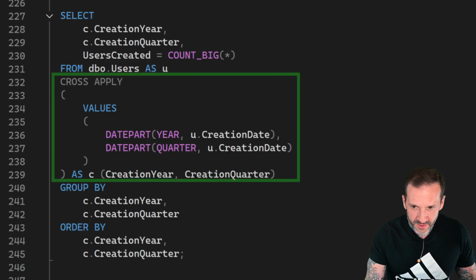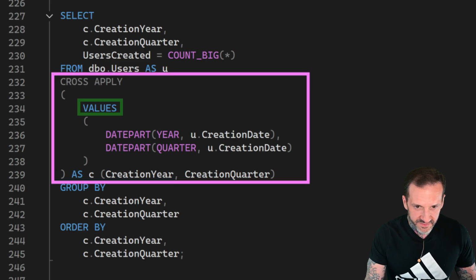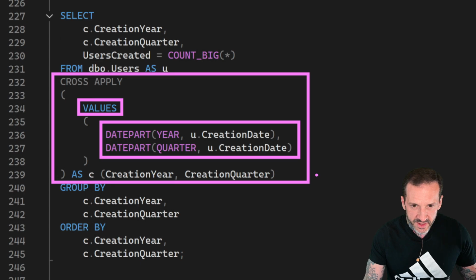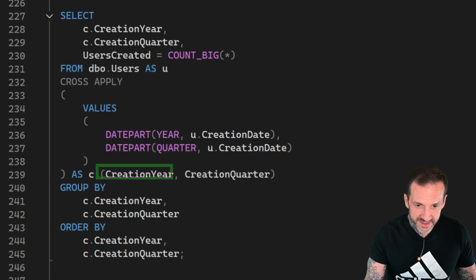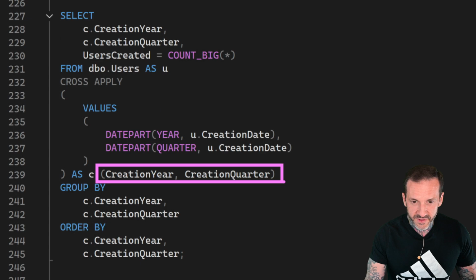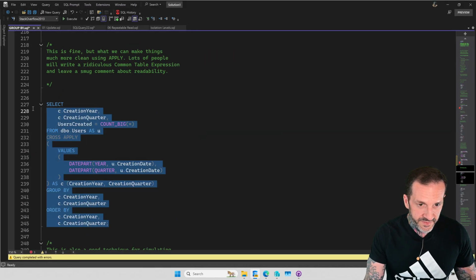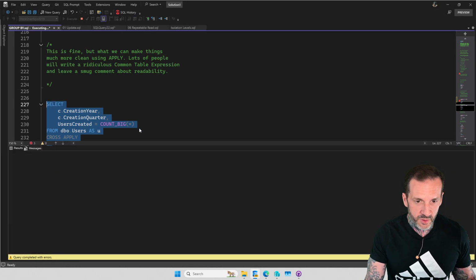So we're going to use CROSS APPLY in here. And in the CROSS APPLY, we are going to say VALUES. And within those values, we are going to get the two expressions that we care about, creation date year and quarter. There's year, there's quarter. Sorry, it's very pink on here today. And then we alias those columns coming out of the CROSS APPLY as creation year and creation quarter. And of course, now we can run this query with absolutely no problems.